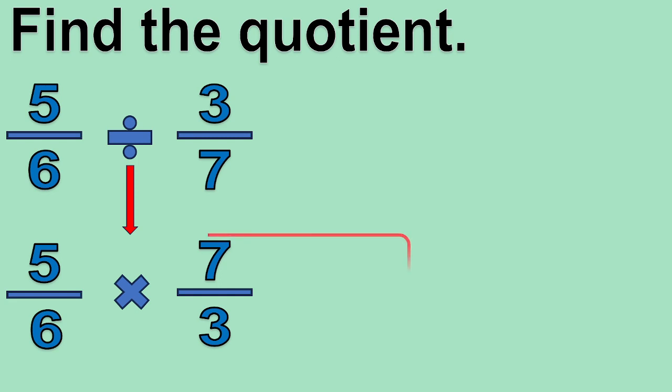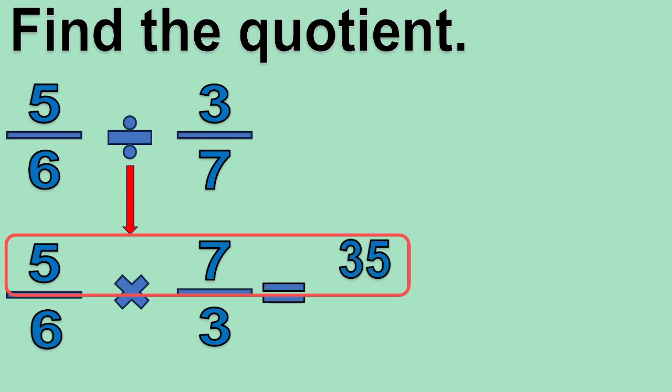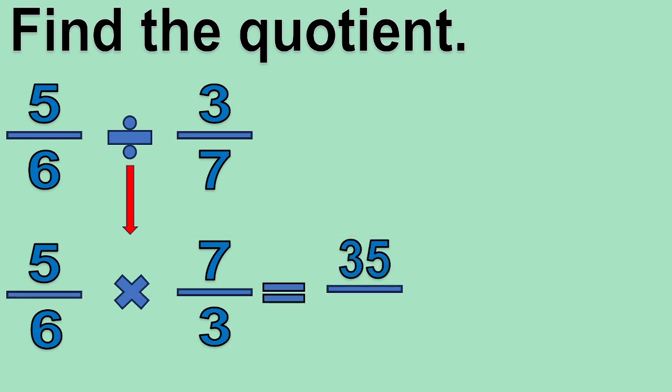Now multiply the numerators. We have here 5 times 7 equals 35. Multiply the denominators. We have here 6 times 3 equals 18. So this fraction is an improper fraction. Now, change the improper fraction to a mixed number.